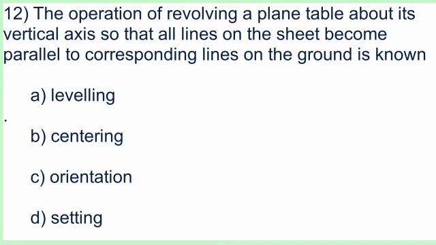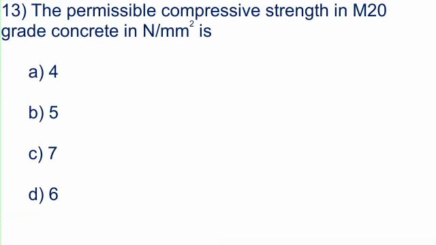Now let's move to the 13th question. The permissible compressive strength in M20 grade concrete in Newton per mm square is option A 4, option B 5, option C 7 and option D 6. And the answer is option C 7. The permissible compressive strength in M20 grade concrete in Newton per mm square is 7.